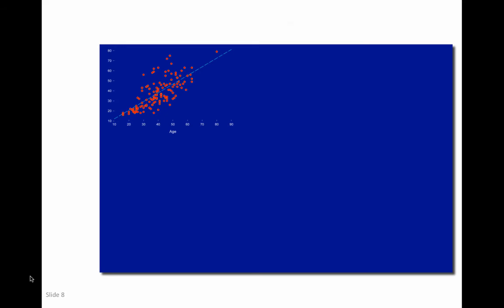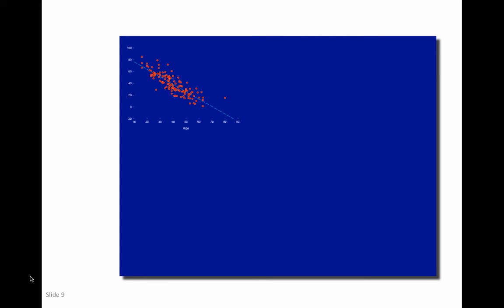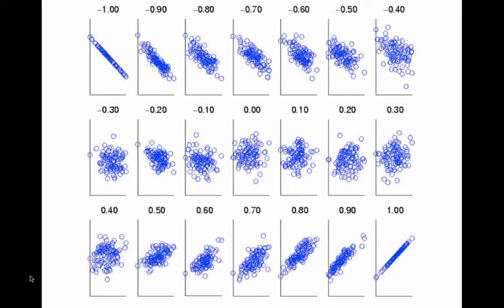Here is a positive relationship. Notice as x increases, y increases. The scatter plot shows a negative relationship. Here's a full range of r. 0.1 to 0.3 is a small correlation. 0.3 to 0.5 is a medium relationship, and larger than 0.5 you have a very strong relationship. Either in the positive, a positive 1, perfect positive correlation, or a negative 1, perfect negative correlation.